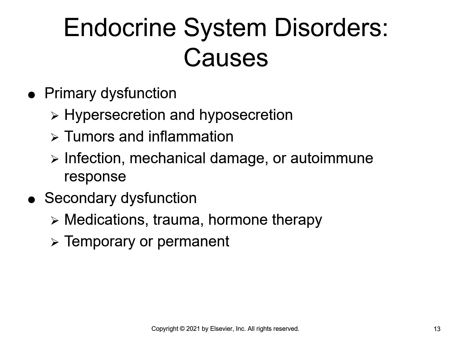Infection, mechanical damage, or an autoimmune response may cause an inflammatory response in the gland. A secondary endocrine dysfunction occurs from factors outside of the gland. Medications, trauma, hormone therapy, or other factors may cause secondary dysfunction. Dysfunction may be temporary or permanent. The endocrine function often returns to normal if the cause of the dysfunction is corrected.